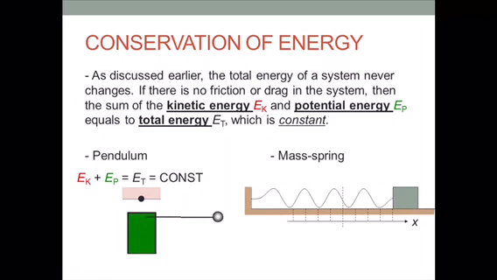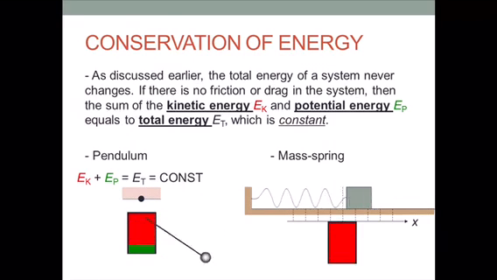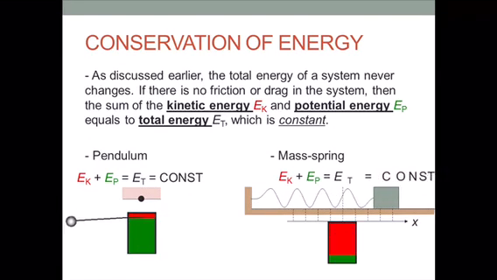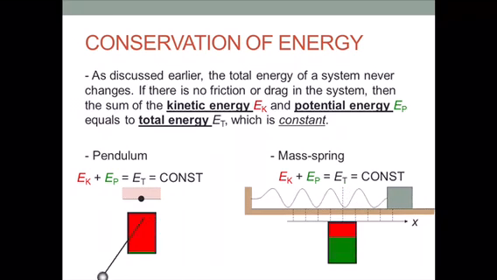Now let's look at the mass spring setup, which is similar to what we saw when we looked at Hooke's law. Again, we hold the block away from its resting position, and then when we release it, all the potential energy stored in that spring turns into kinetic energy as the block moves. Similarly to the pendulum, the sum of kinetic energy and potential energy in the system equals to total energy, which is constant at any given point of time, if there is no friction or drag.